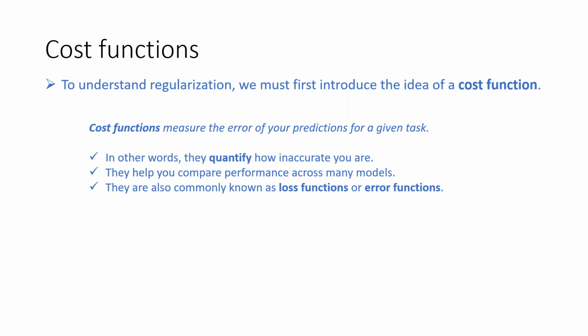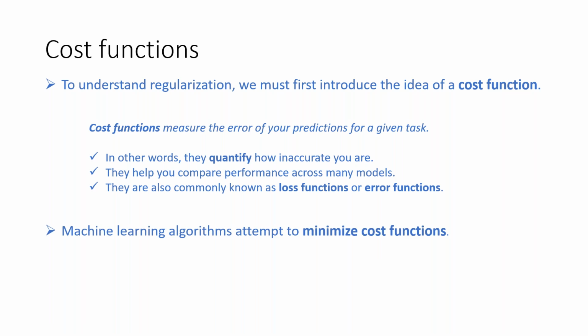We use that metric called RMSE or MSE, mean squared error. Some people use root mean squared error. Okay, so that is a metric. They are also commonly known as loss functions or error functions. So every algorithm will have a cost function. At the minimum, when we look at an algorithm, we have to understand what its cost function is.